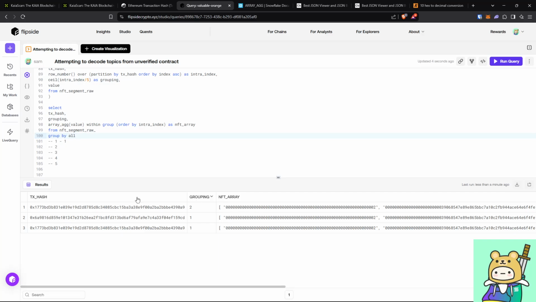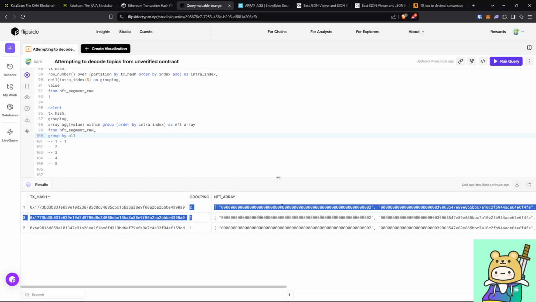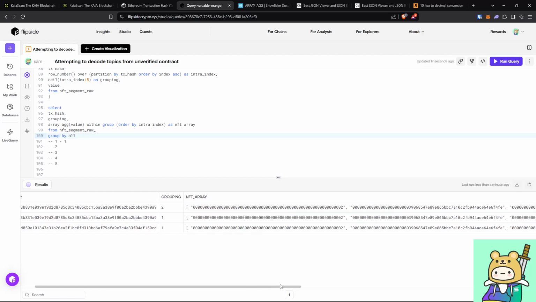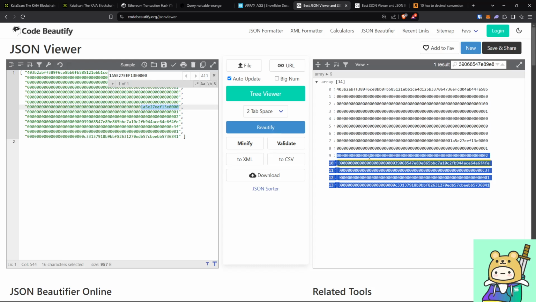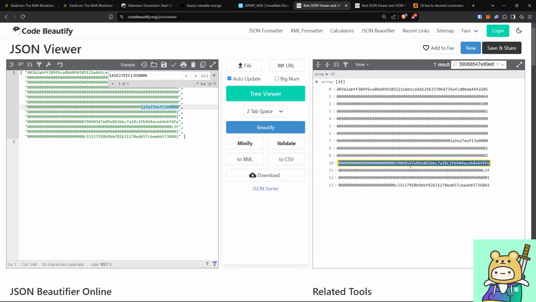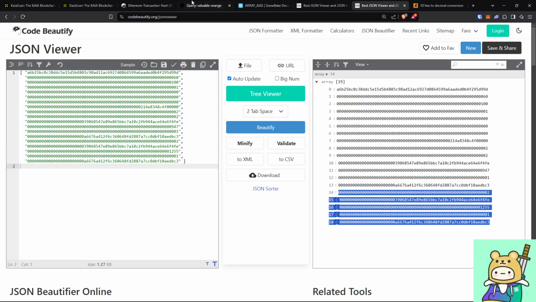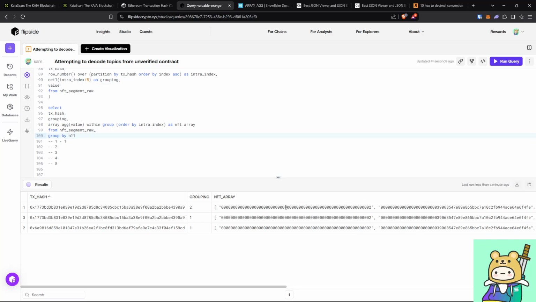Yes. So now we have three things because this transaction has only one segment, and the other transaction has two NFTs. So that's why there's two. And now, finally, we'll be able to use the array to grab the things we want. For example, segment 0 is whatever, but segment 1 is the NFT address, and segment 2 is the token ID. And we can do that for both at the same time.